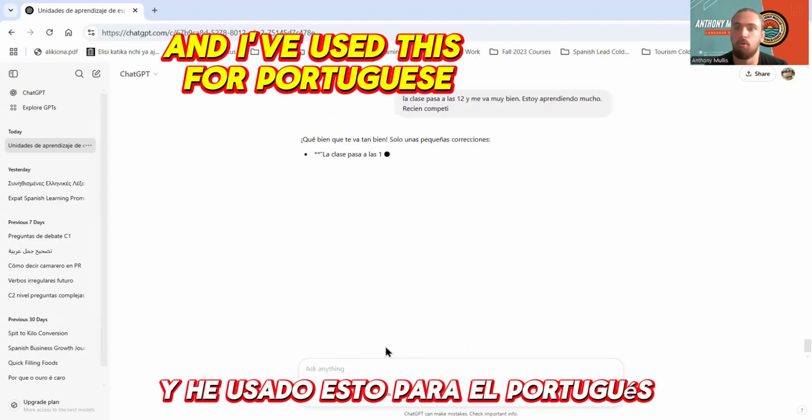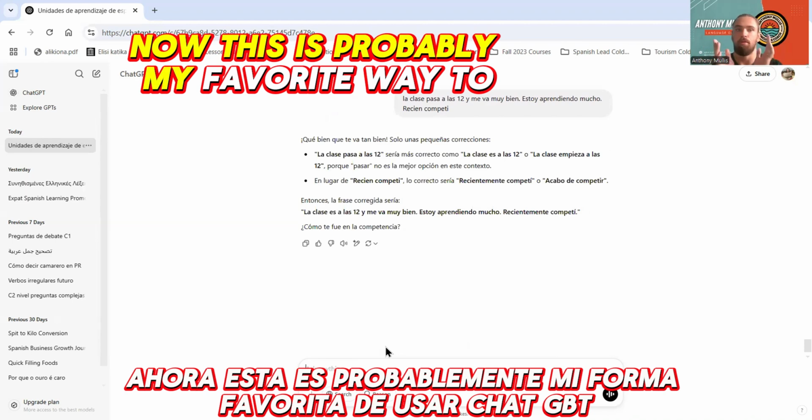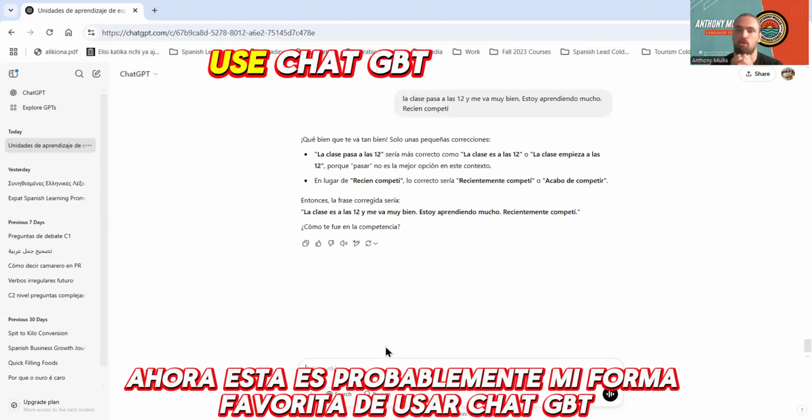And I've used this for Portuguese. I've used it for French. I'm using it for Arabic now. This is probably my favorite way to use ChatGPT.